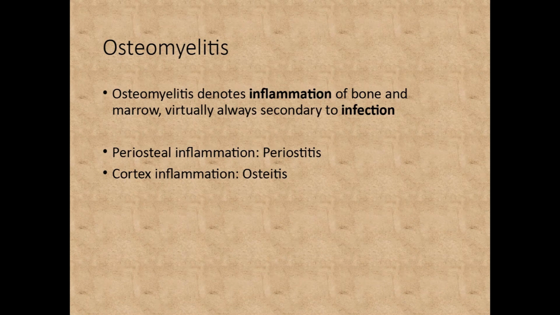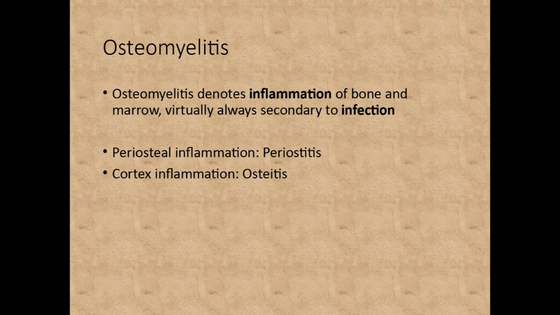Hello, let us discuss an important topic in bone called osteomyelitis. So, osteomyelitis, if you break up the word, it is osteo, myelo, and itis. So, itis means inflammation, myelo means marrow, and osteo means bone. Hence, the term osteomyelitis denotes inflammation of bone and bone marrow.